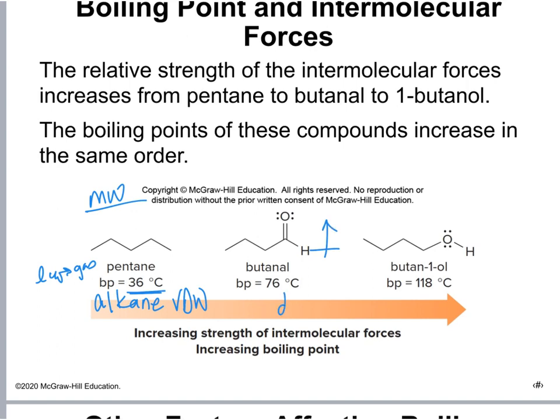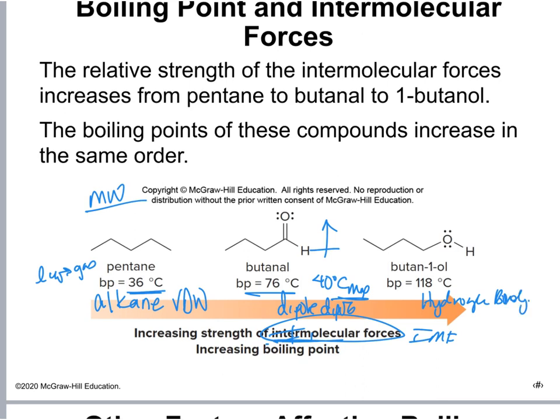Now this has a dipole-dipole, and it's actually 40 degrees higher. Those are stronger intermolecular forces to overcome in order to go from a liquid to a gas. And then hydrogen bonding, which is your highest, is 118, so that's like 42 degrees Celsius more. That's how much energy is represented in the boiling point that a molecule has to overcome in its attraction for another molecule, because we're talking about intermolecular.